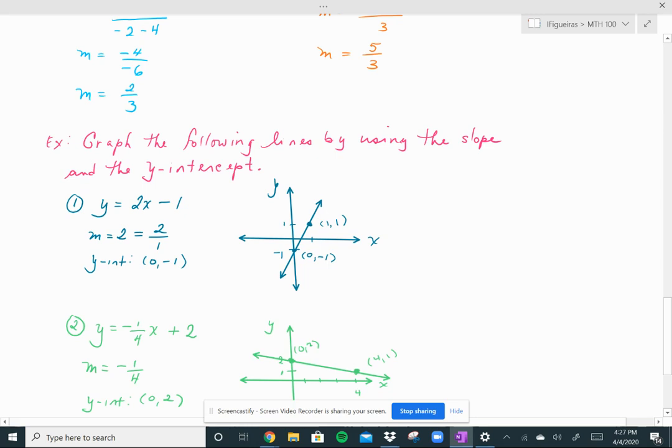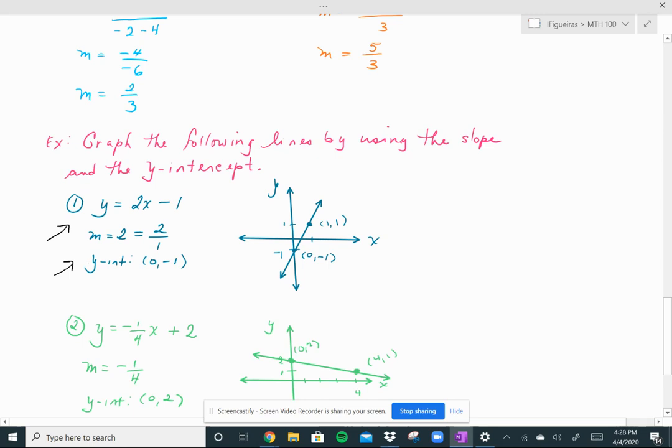we plotted them. But this is a more visual approach where we're not actually going to compute anything. We're just going to identify the slope and use that information along with the y-intercept to graph the line. So that's the first thing we're going to do, is find the slope. So in this equation, my slope is 2 and my y-intercept is 0, -1.